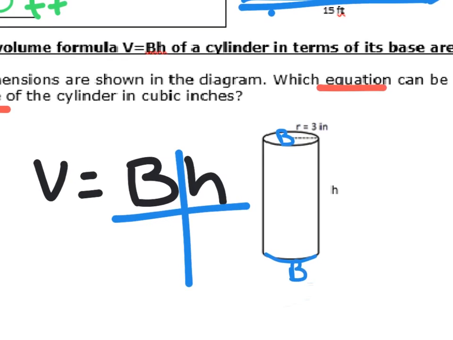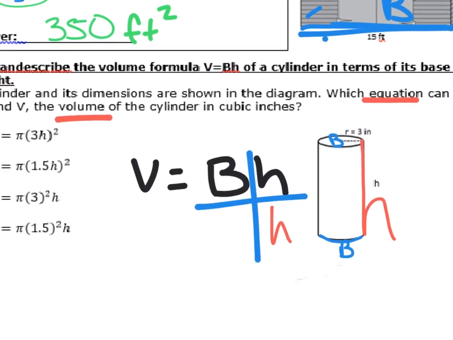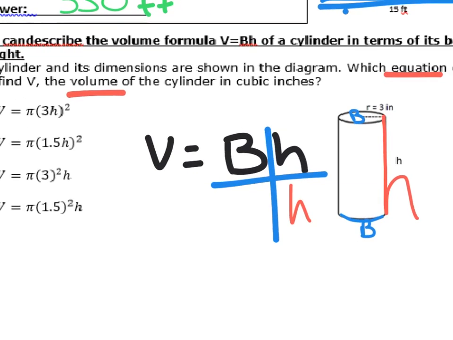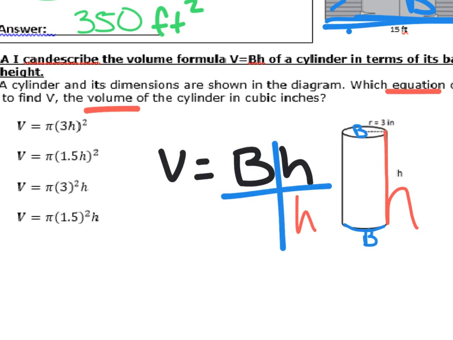I don't have a number for h, the height. It just tells me that it's h. So I'm going to literally use h. Whatever information it gives you, that's what you're going to use. If it gives you a number, you're going to use that number. If it gives you a letter, you're going to use that letter. So here it just tells me h. So I'm going to use h.